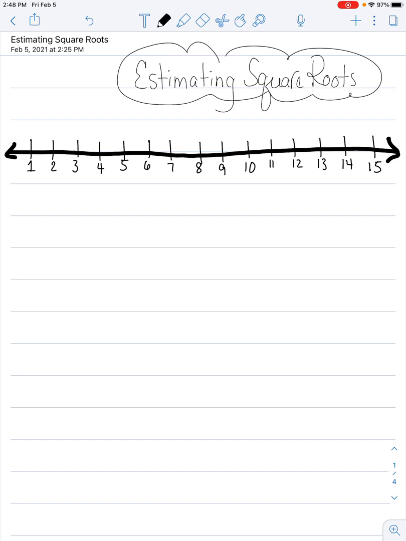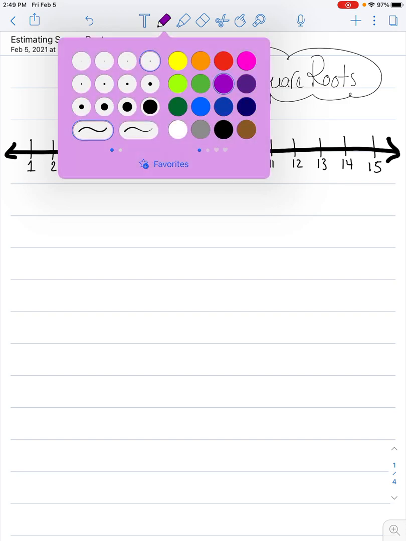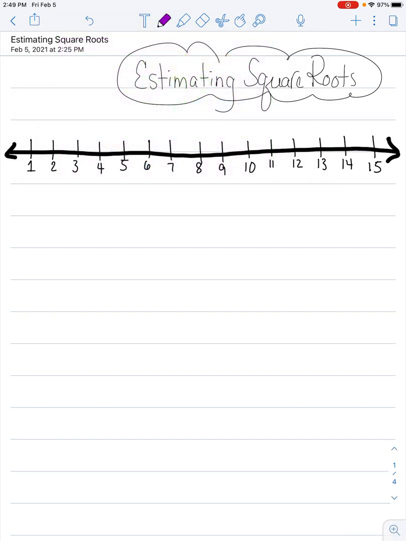Now, if you'll remember last week when we talked about perfect squares and square roots, we said things like the square root of 1 is 1, the square root of 4 is 2. The square root of 9 is 3. The square root of 16 is 4. Well, we are just going to put these on a number line so we can use them to estimate non-perfect square roots. Okay, so watch what I'm going to do.